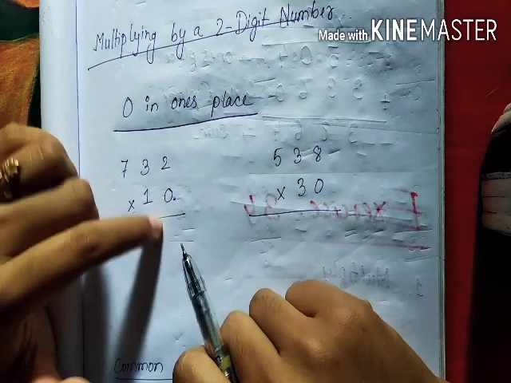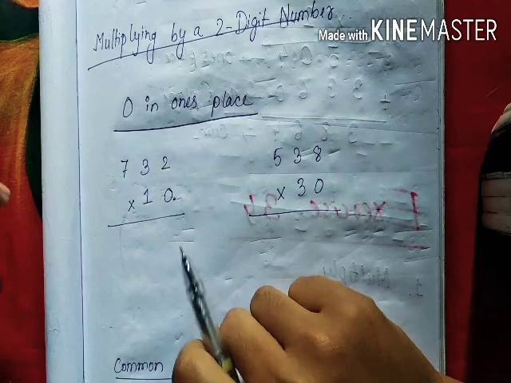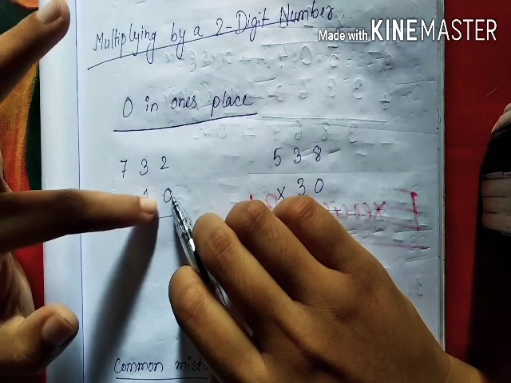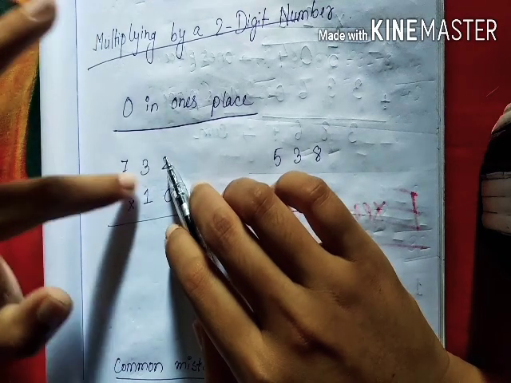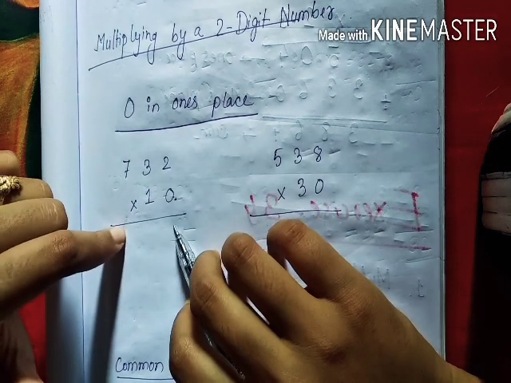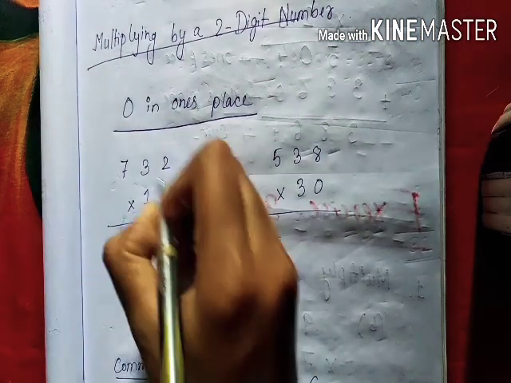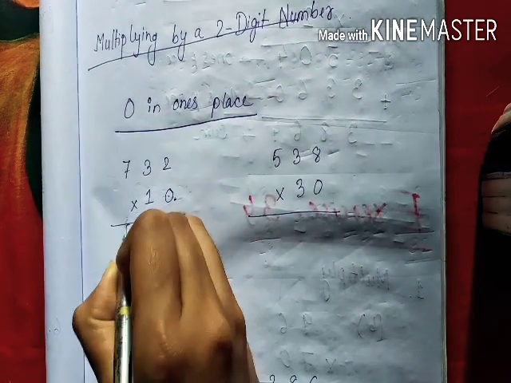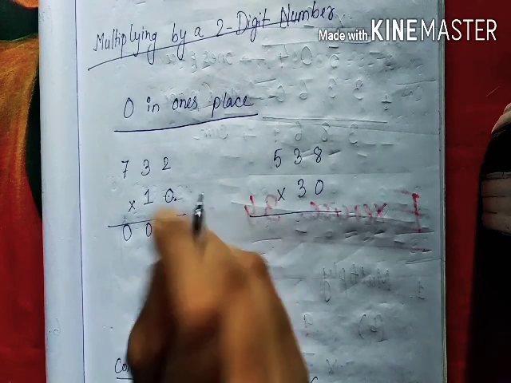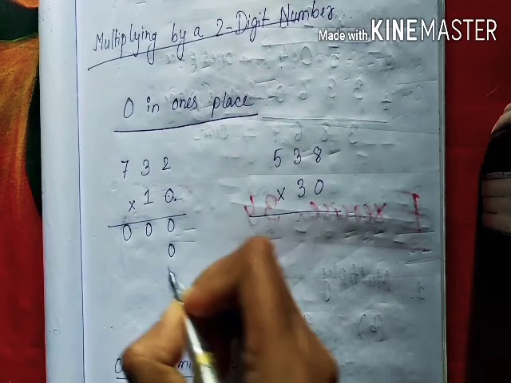So rather than multiplying, because if we multiply 0 with these three numbers we will get 0. Okay, let me show you. So 0 times 2 is 0, 0 times 3 is 0 and again 0 times 7 is 0, right? So ones place is done, so in ones place we have to put 0.